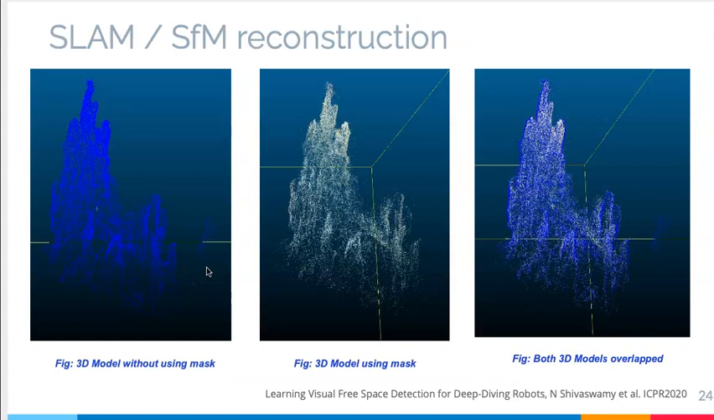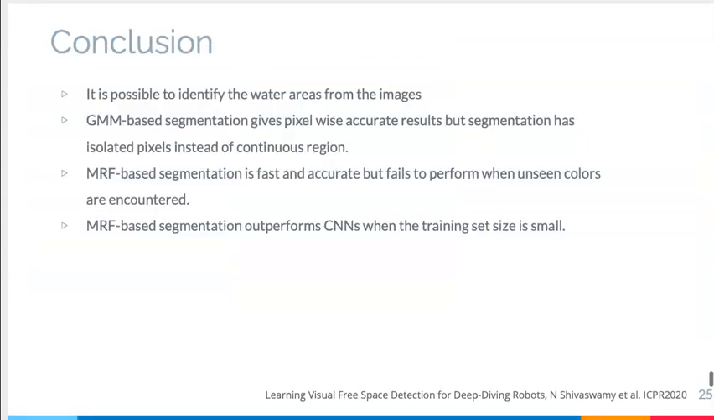Here we have 3D models constructed using the mask and without using the mask. We can observe that there are some extra water pixels without using the generated mask.